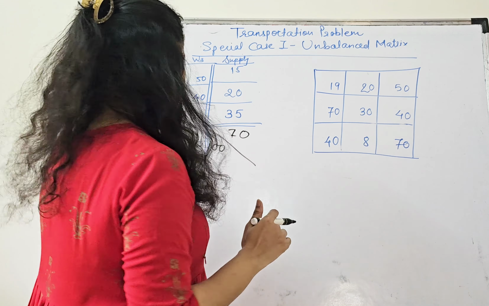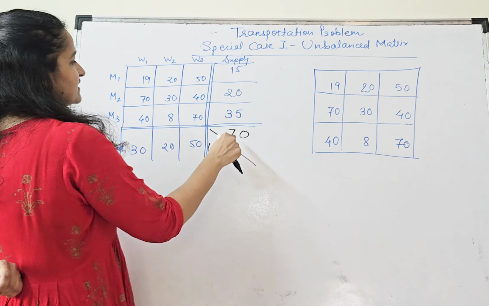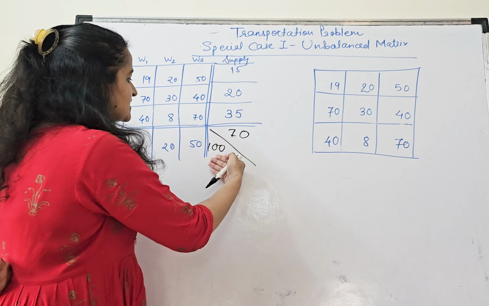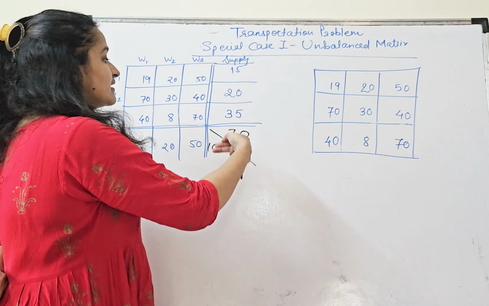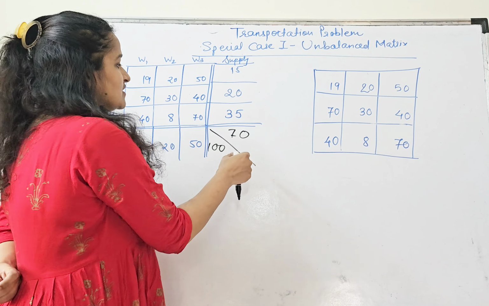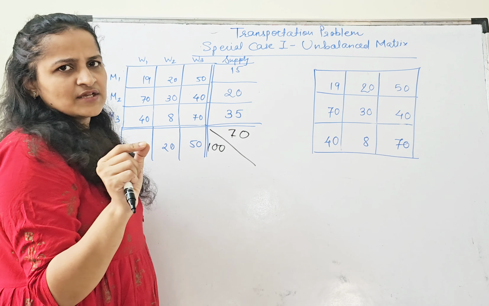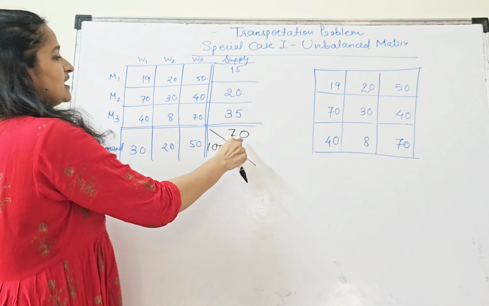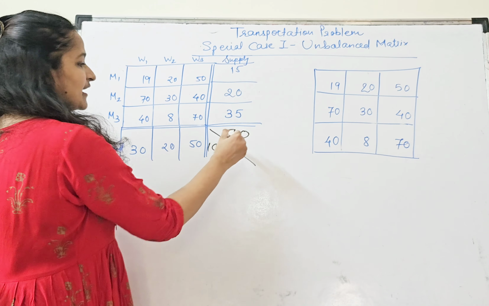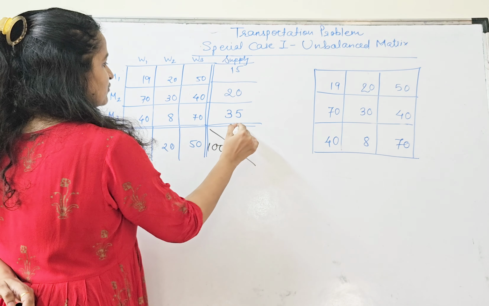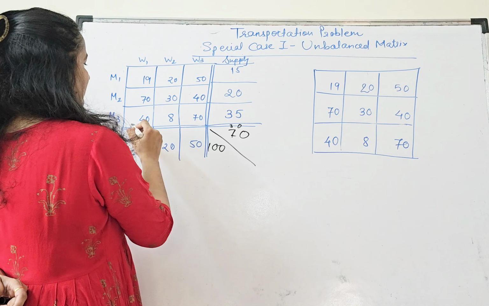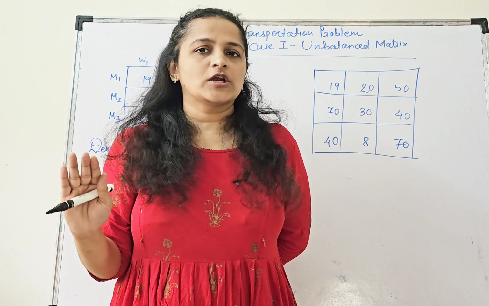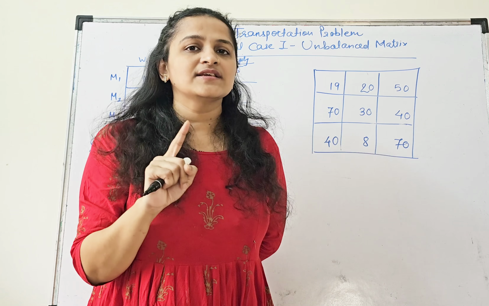How do you balance this matrix? See, whichever is lacking, the total here is 70, here is 100. So you cannot reduce this 100 to 70, but you can increase this supply. Whatever is lacking, you are going to add that. Simple. It is 70, so to become 100, you need to add 30 to it, meaning that you have to add a 4th row. Whatever is lacking, add that particular row or column with all the costs as 0.